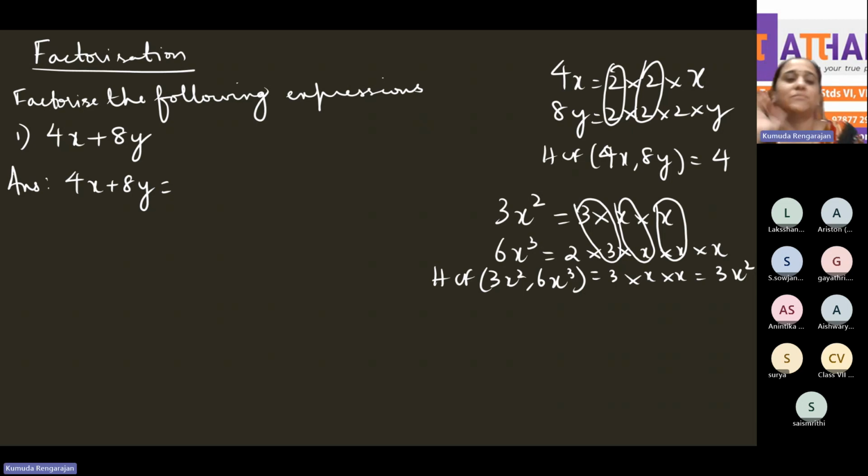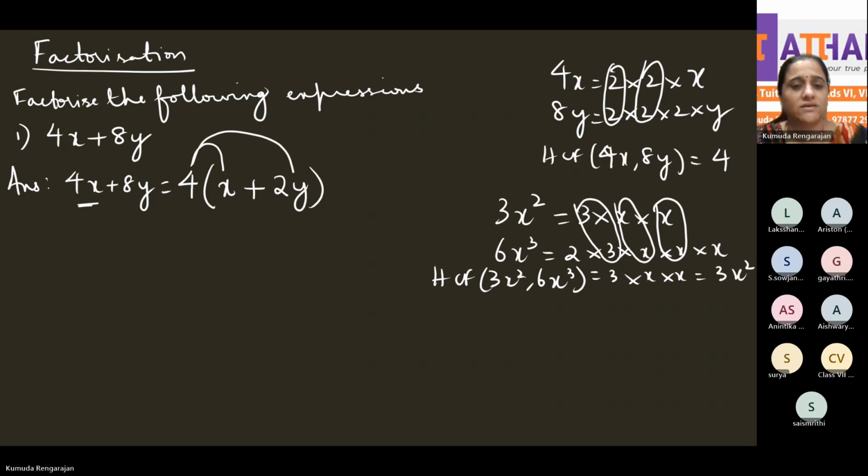So 4x and 8y. The HCF of 4x and 8y is 4. Take out the HCF, open a bracket. Now 4 into what will give you 4x? 4 into x is 4x. Plus 4 into what is 8y, the second term? 4 into 2y is 8y, the second term.